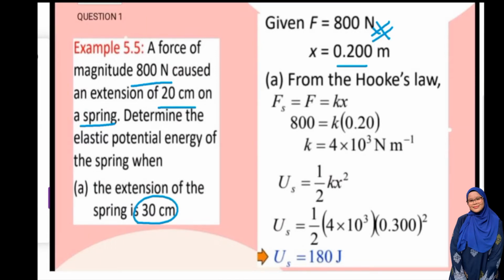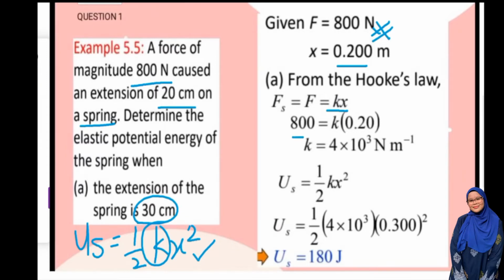So first, to make it easy, we have to know what is the equation for elastic potential energy. So we have Us is equal to 1 over 2 kx squared. Okay, so sekarang ni we have the extension, kan, the extension is given, but we have to find the k. So how to find the k? Kan dia dah bagi restoring force, so basically restoring force is equal to kx. So from this we can get k, so we just substitute the value into the equation.